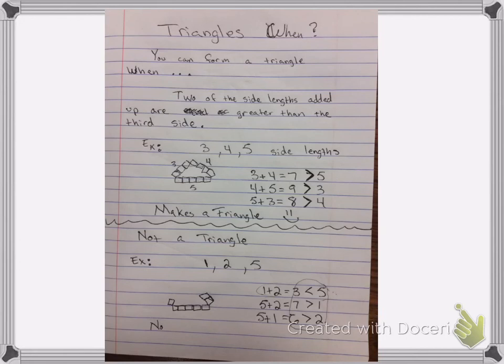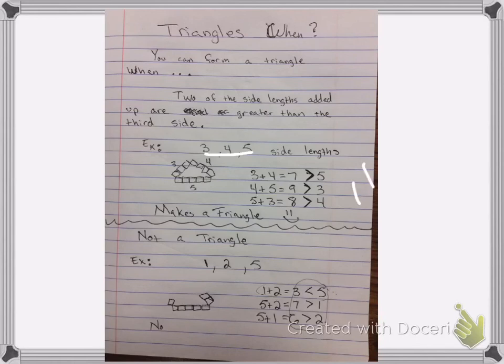And the last thing we went over is triangles. When can you make a triangle? You can form a triangle when the two smallest side lengths add up to be greater than the third side. So if you have 3, 4, 5, you add 3 and 4 together, you get 7. You say 7 is bigger than 5, so it makes a triangle.